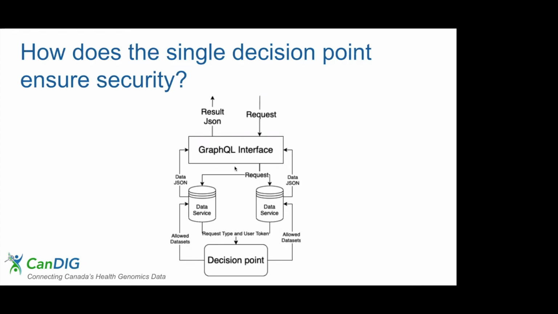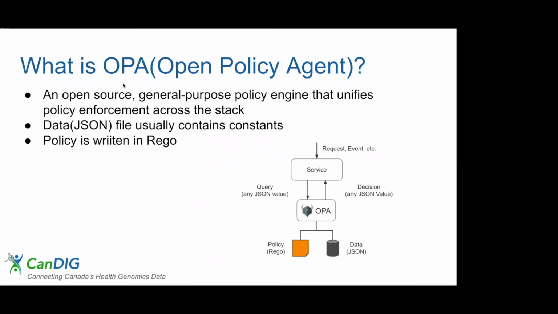In that way, our GraphQL interface will only be able to touch the data that the user has access to. So our GraphQL interface will be secure, and the user will only get the data they need and have access to. We mentioned OPA, Open Policy Agent. So what is Open Policy Agent? It is an open source general purpose policy engine that unifies policy enforcement across the stack.